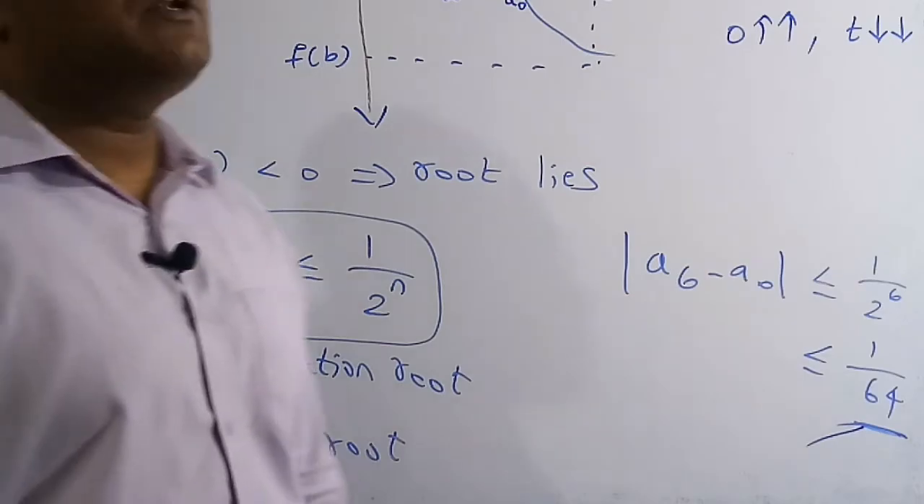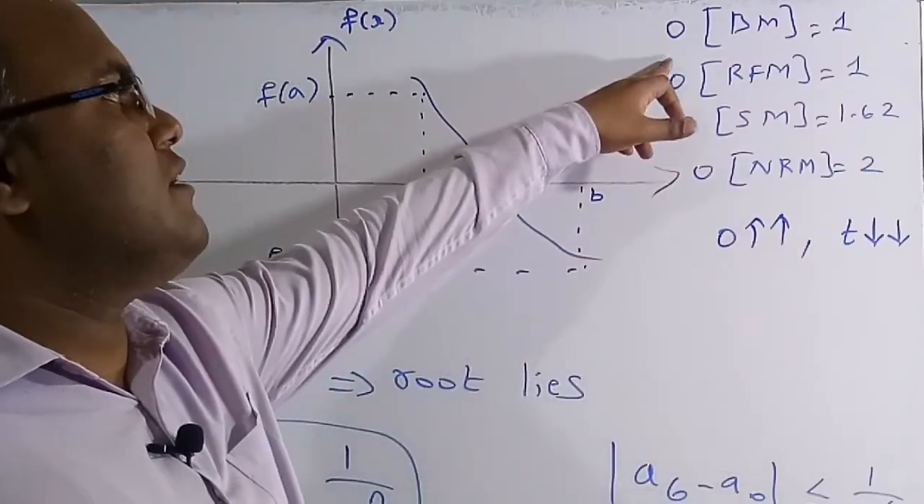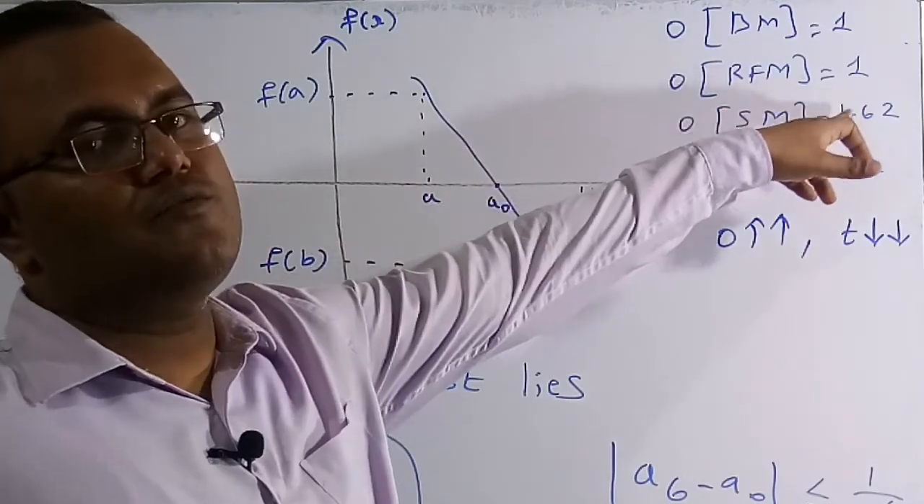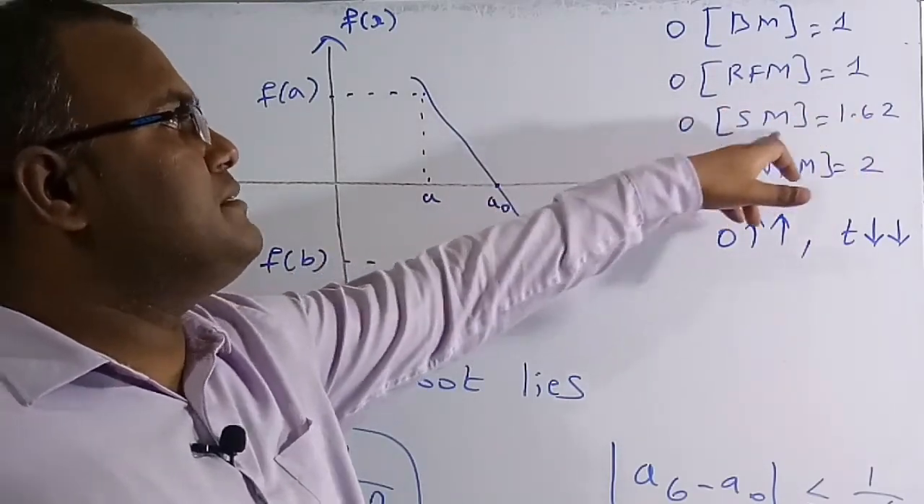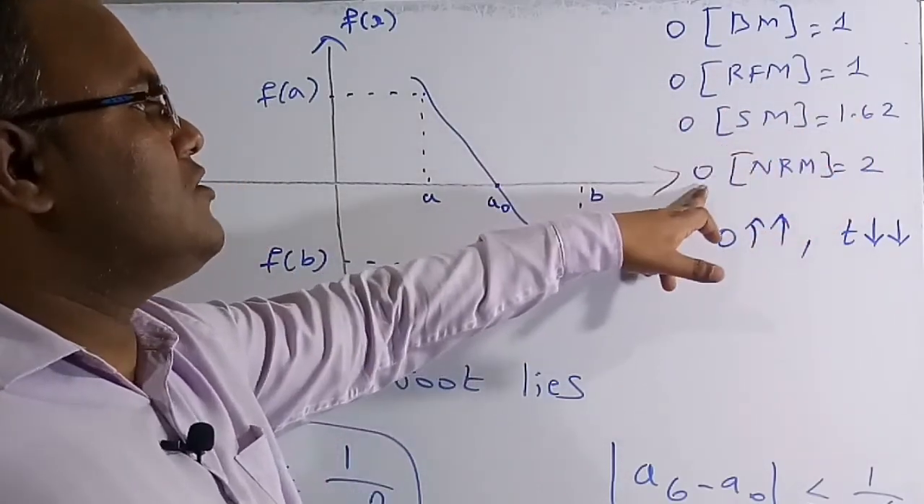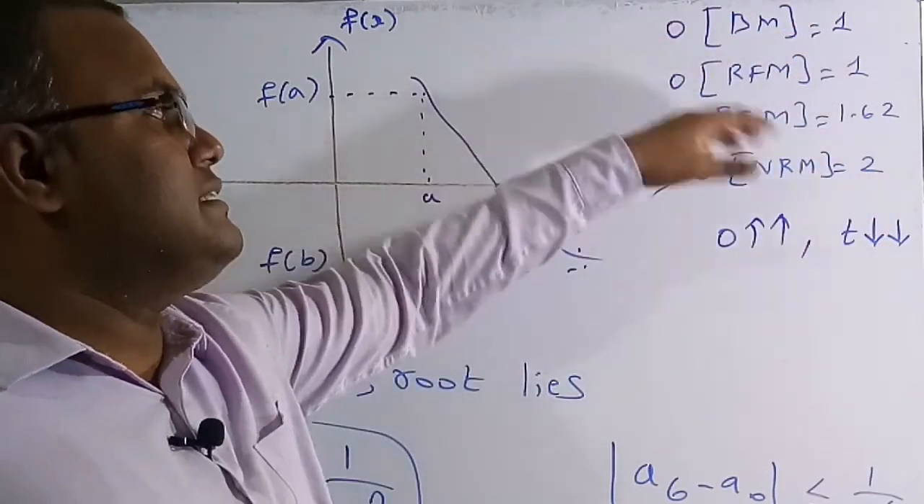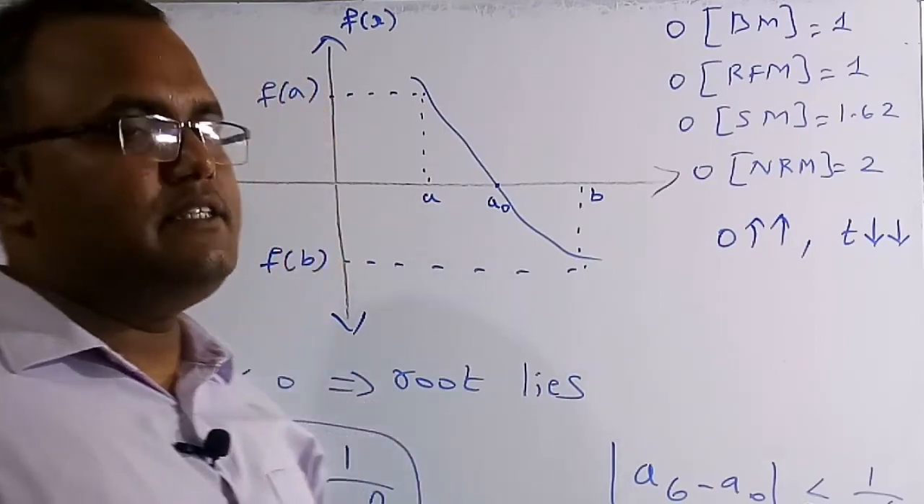Let me tell you some more important data. The order of the bisection method is 1, the order of the regula falsi method is 1, the order of the secant method is 1.62, and the order of the Newton-Raphson method is 2. These are very important points. This may be asked in the coming AE examinations.